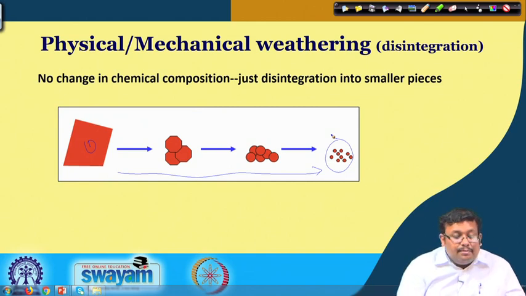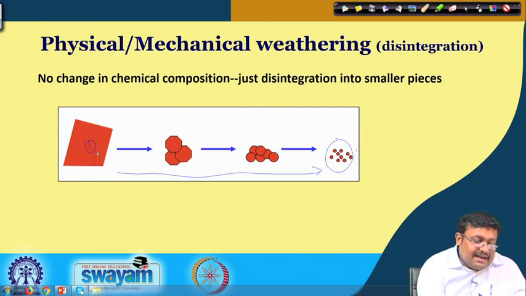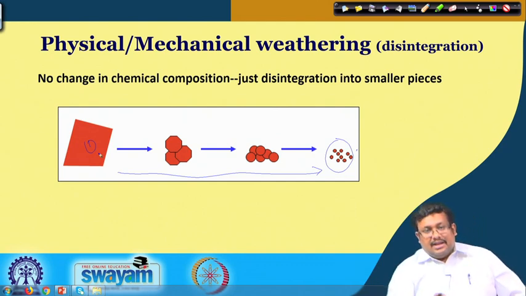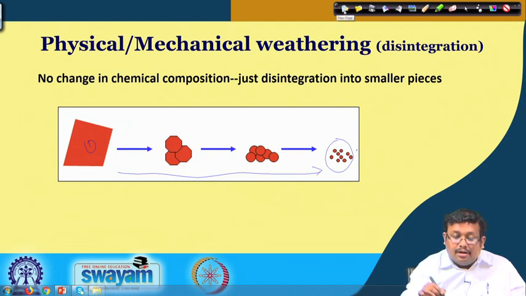Now, this is an example of physical or mechanical weathering, because there is only creation of smaller pieces. The chemical nature of these smaller fragments will be the same as the chemical composition of the bigger rock. This is the primary criterion of physical weathering. So, there will be no chemical alteration, only change in size.